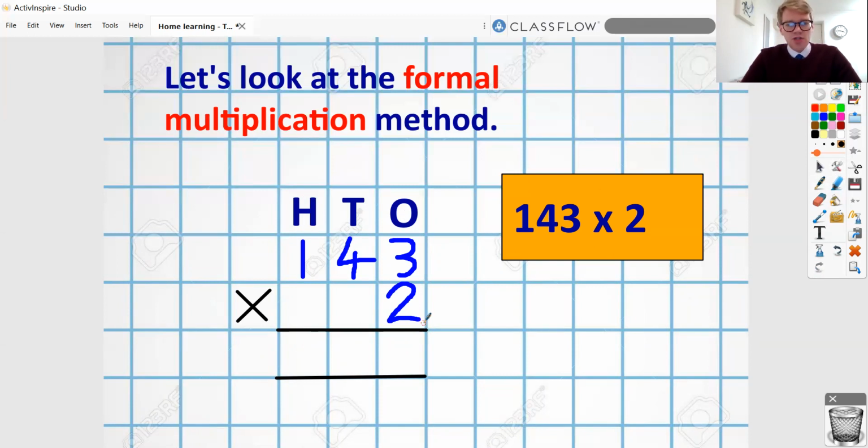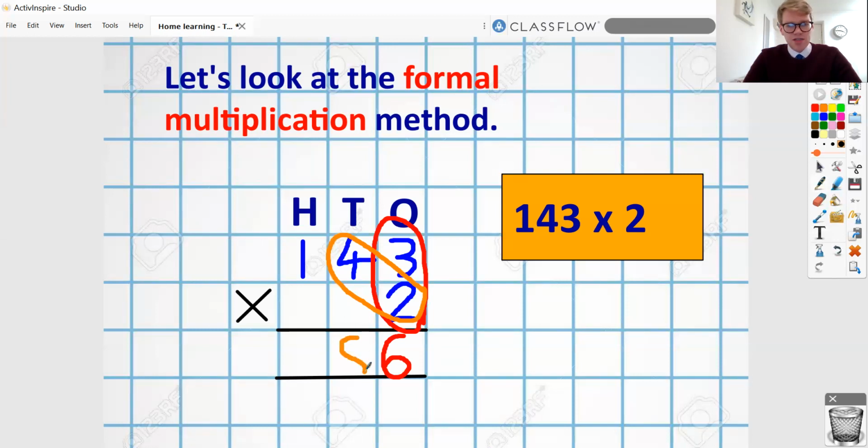So I'm going to start off here timesing my 2, that's the number I'm timesing it by, the ones number. So I'm going to do 2 times 3, that's 6. So I times it by the ones and then put my answer in the ones column. So 2 times 3 is 6. And then I'm going to do 2 times the tens number. So I'm going to do 2 times 4, and I'm going to put my answer in the tens column because it's the tens number. So 2 lots of 4 is 8.